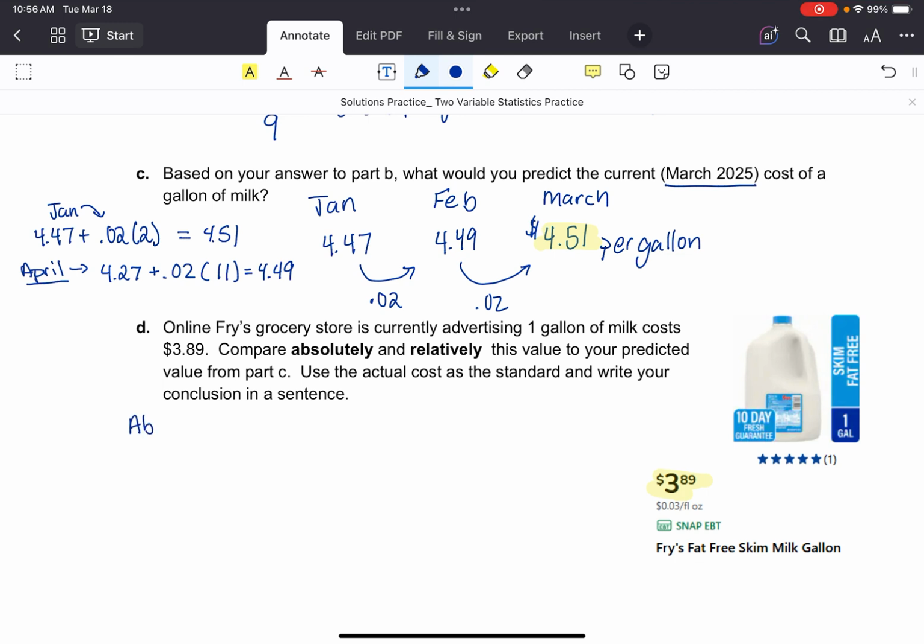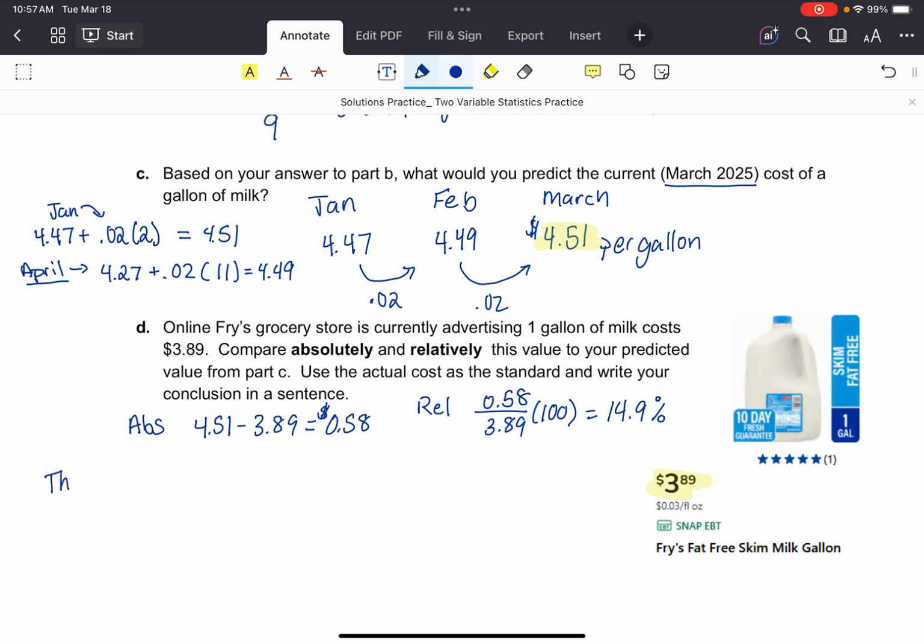So remember, an absolute would take my compared value to my standard. And we're told to make the actual cost the standard. So I would do 451 minus 389. And I got 58 cents off per gallon. And then relative is a percent comparison. I take that absolute value, divide it by my standard, and turn that into a percent, and I get 14.9%.